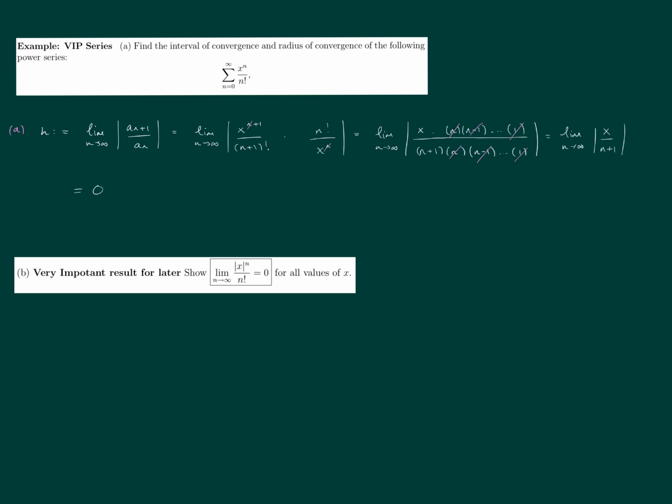Okay, but for any fixed x, this is equal to 0, which is always less than 1. This is for all x an element of R. So no matter what x we plug in, we get by the ratio test that this series converges. So hence, R equals infinity, and the interval of convergence is the entire real line.